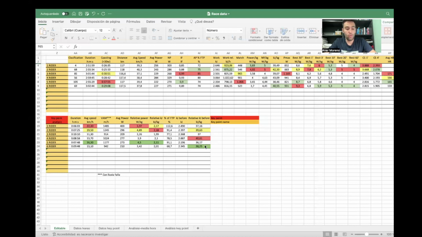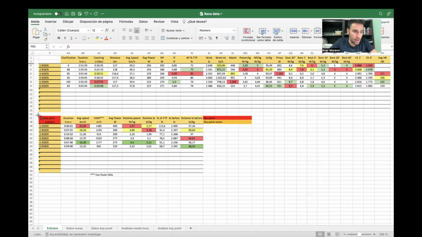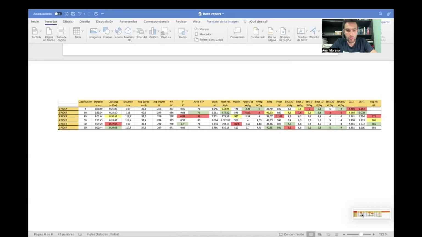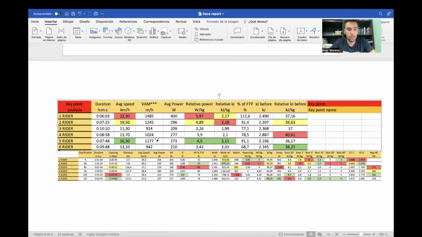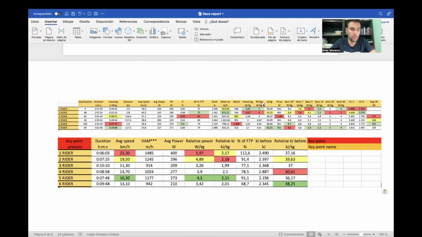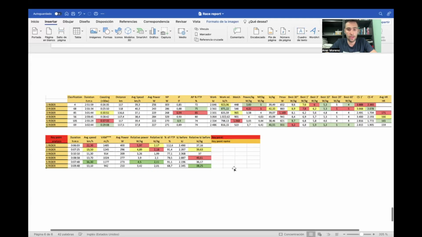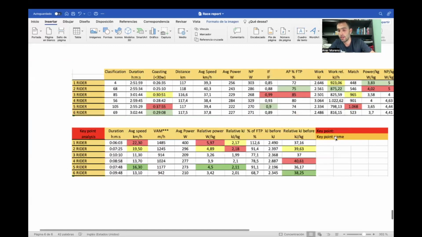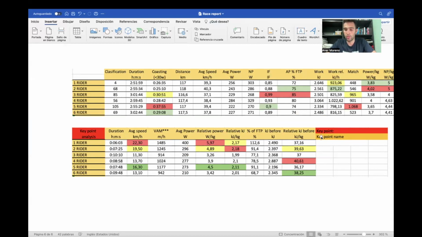The last thing we could do is make here the screenshot of the key point. We insert it here after this, the key point of the race. As we can see, here we can write what was the key point of the race. Maybe it was not a climb. Maybe it was a place where there was a lot of wind, and this was the place where the race was selected.